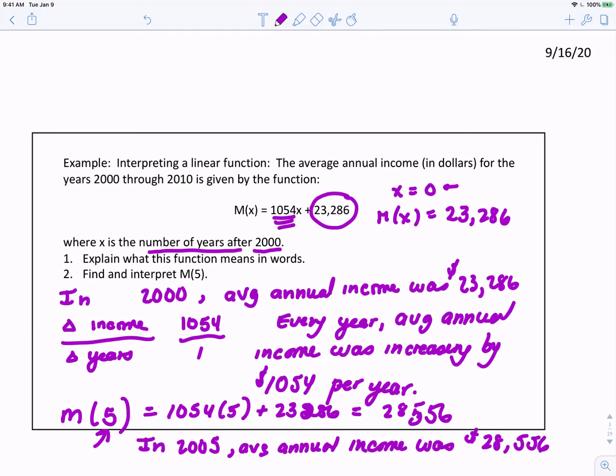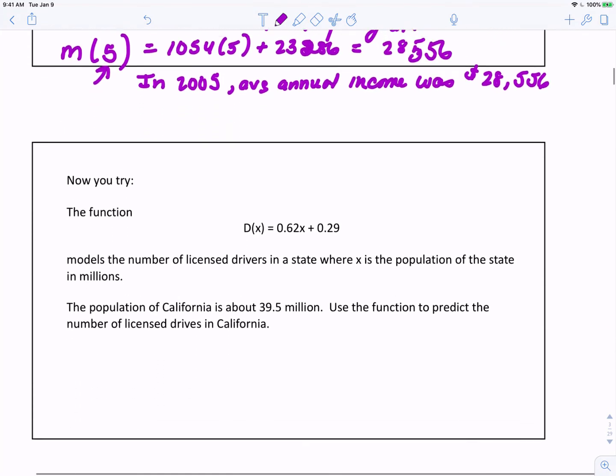$28,556. So just to recap, when you explain what a linear function means or interpret it, you want to talk about two numbers, first the y-intercept and then the slope. All right, so I think here's one for you to try.